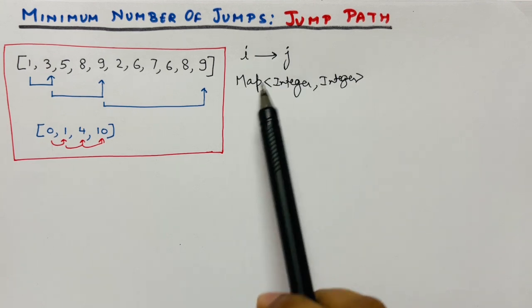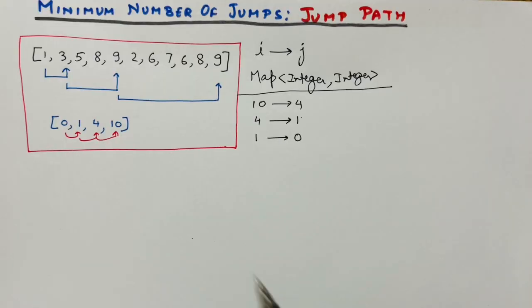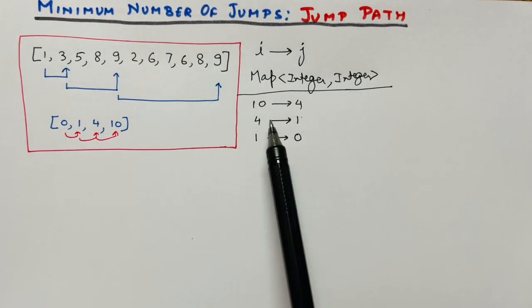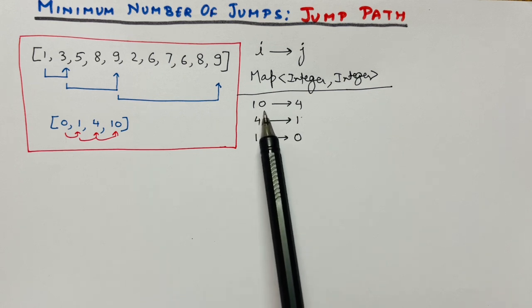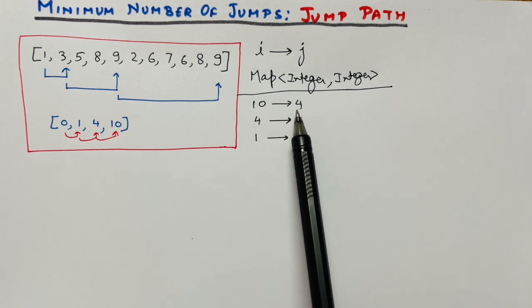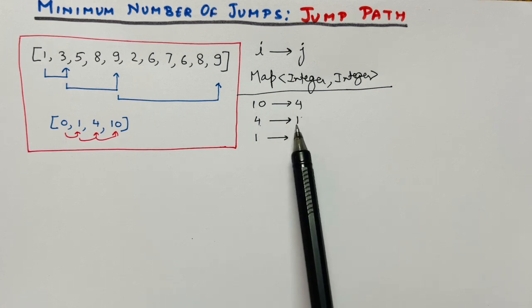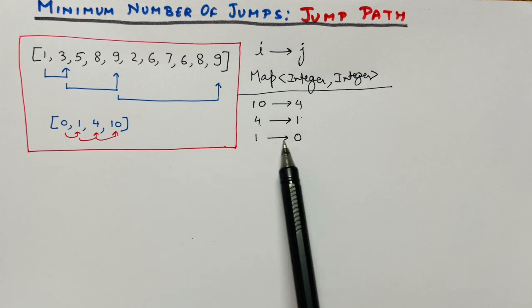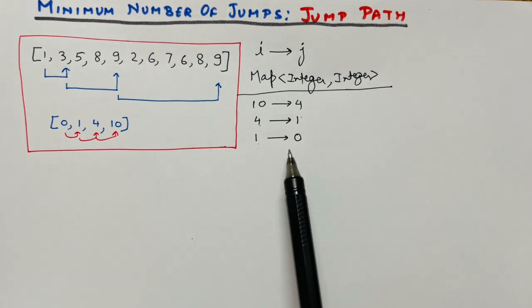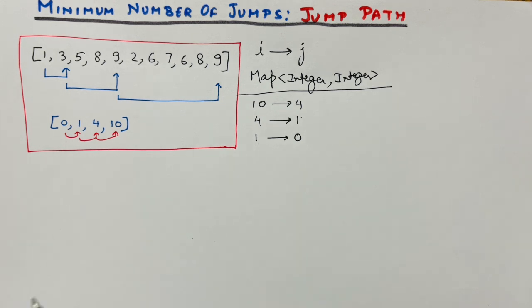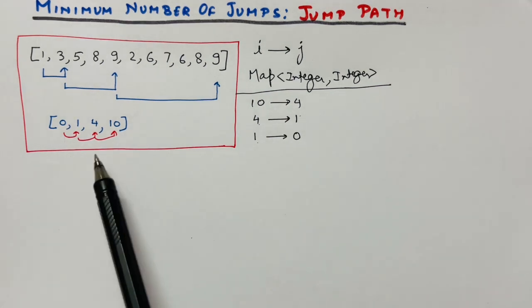So we basically need to store this information, that to reach index I, we used the previous position j. And we can store this information in another map of integer comma integer. So if we consider this example, the information we will have stored in this map is this: to reach index 10, we will jump from index 4. Similarly, to reach index 4, we will need to jump from index 1. And to reach index 1, we will need to jump from index 0. So if we have this map, we can definitely trace back the path that we followed.